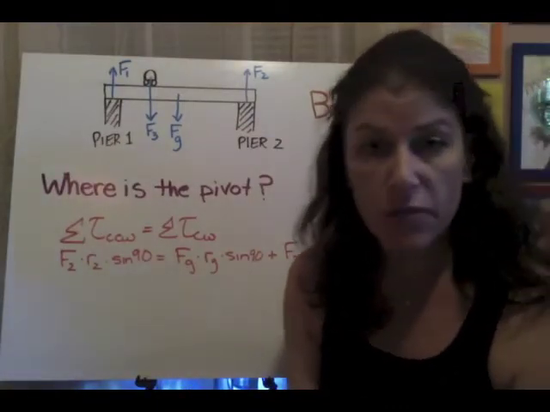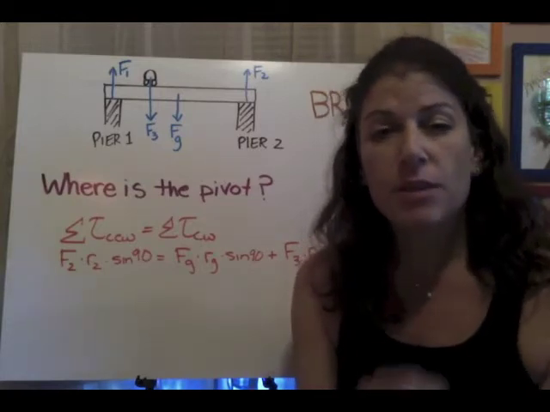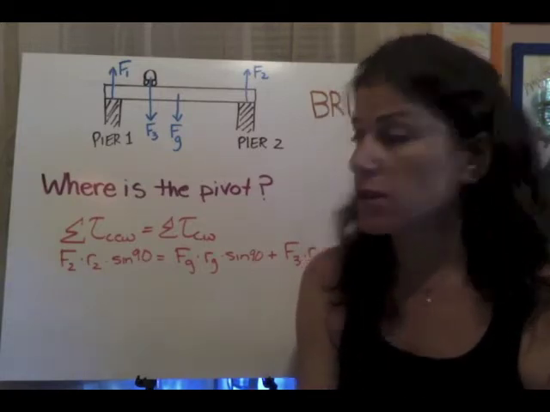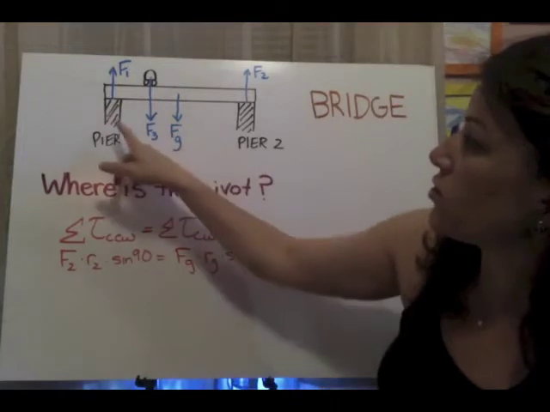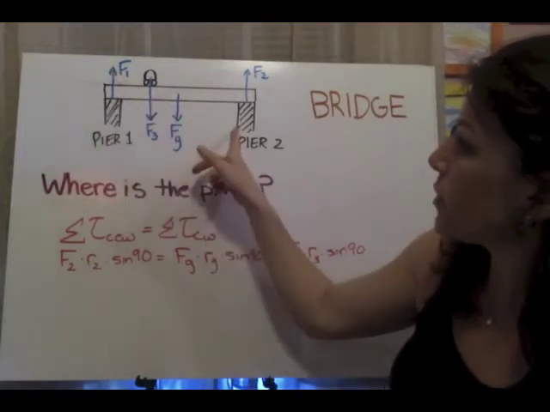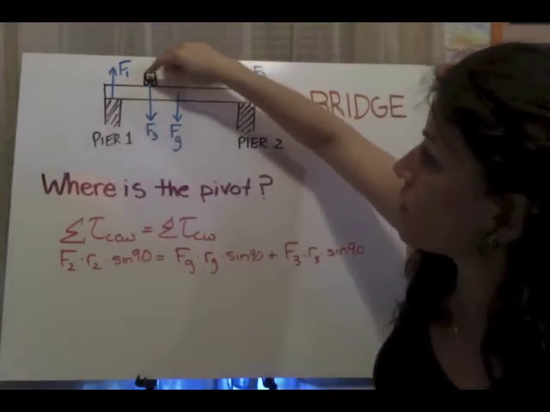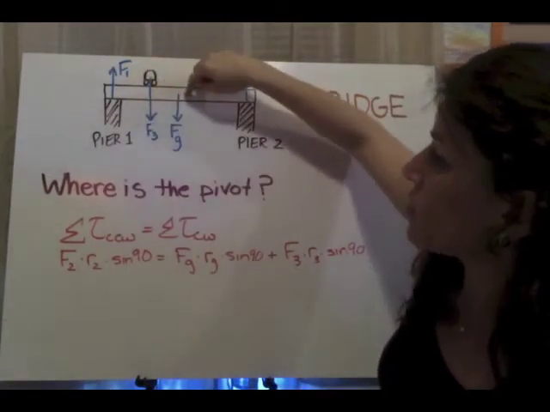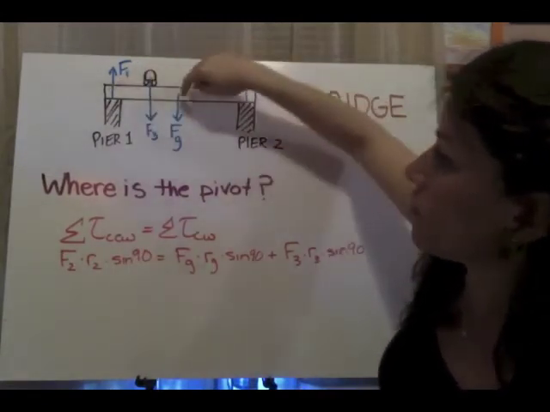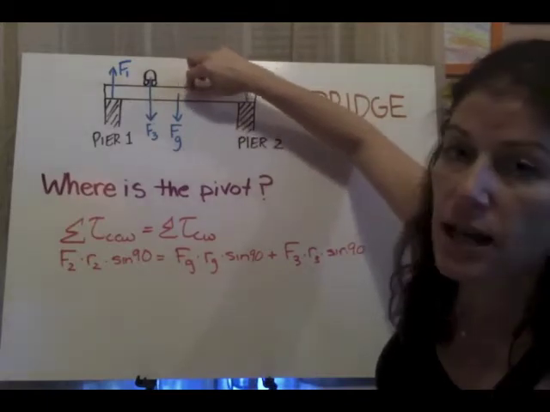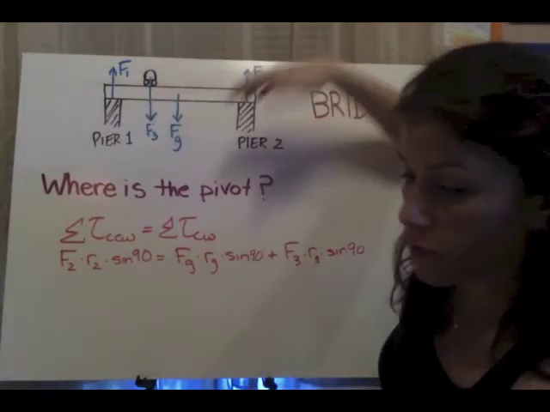This is another type of problem, very similar, except the pivot is not so obvious. If you look, this is a bridge, so you have a pier over here, and you've got another pier here supporting this very straight bridge. And we're assuming there's one car on it, and here's the mass of the bridge itself. The force of gravity acts in the exact center of a uniform beam.